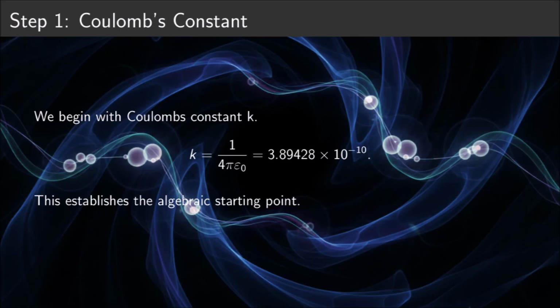Step 1. Coulomb's constant. We begin with Coulomb's constant, K. K equals 1 divided by 4 pi epsilon naught, which equals approximately 3.89428 times 10 to the minus 10. This establishes the algebraic starting point.